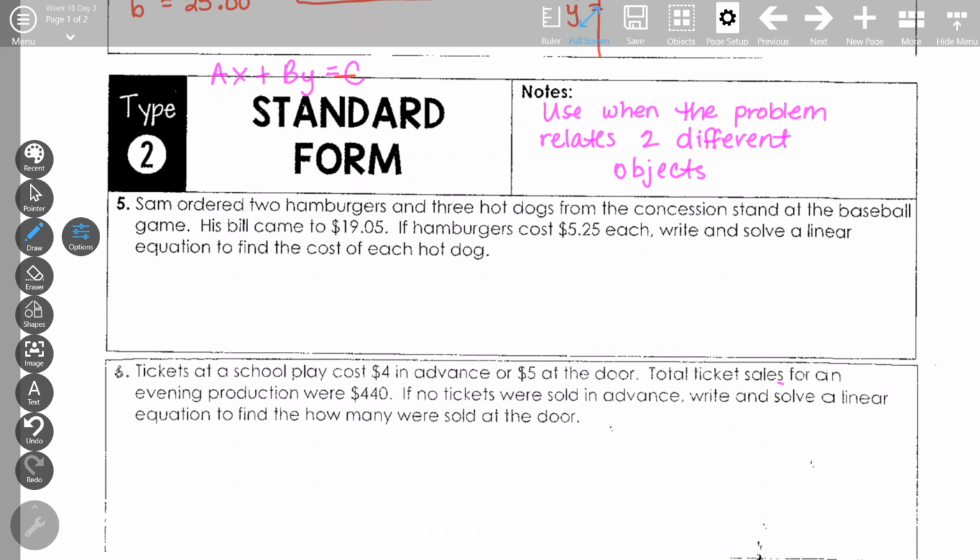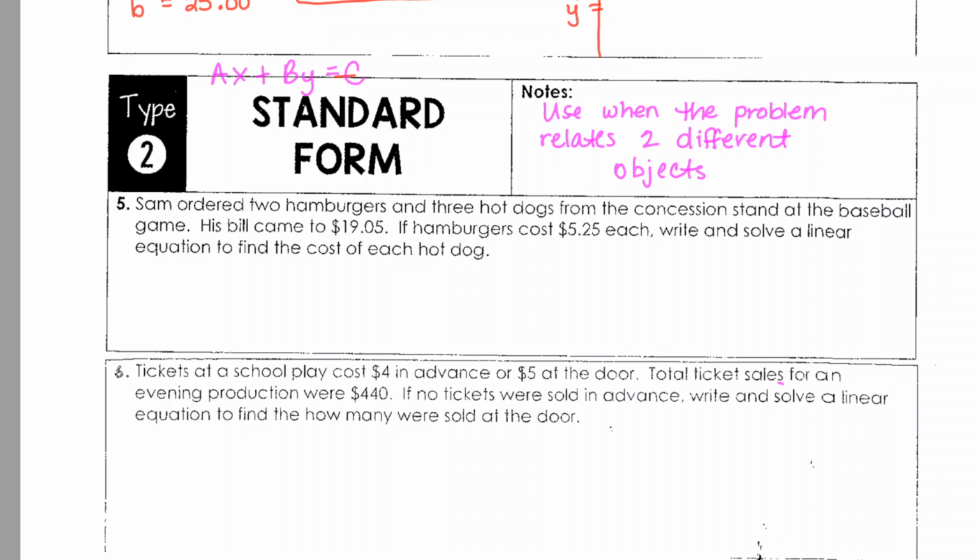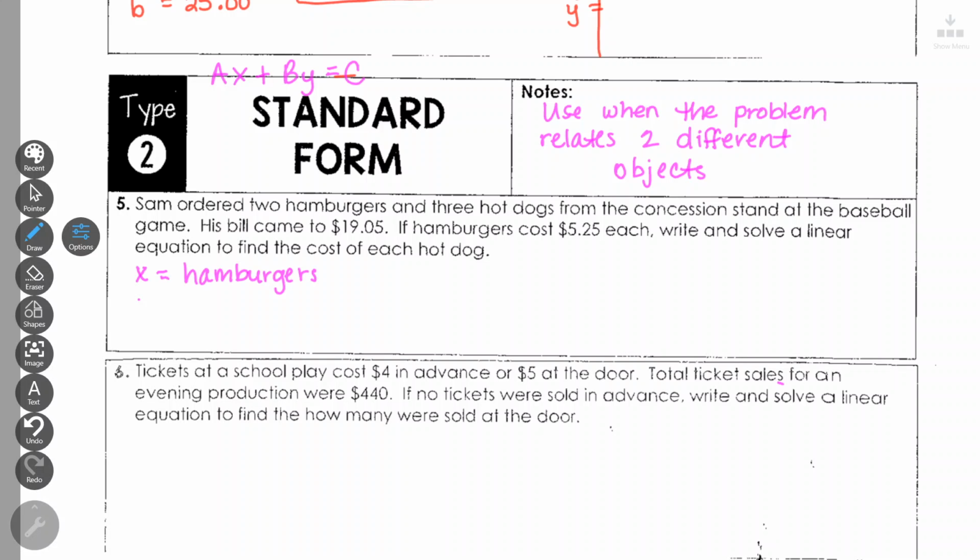Now, looking at number 5: Sam ordered 2 hamburgers and 3 hot dogs from the concession stand at the baseball game. His bill came to $19.05. If hamburgers cost $5.25 each, write and solve a linear equation to find the cost of each hot dog. What we know is x is going to be our hamburgers, and y is going to represent our hot dogs, because he can order either one from the concession stand.